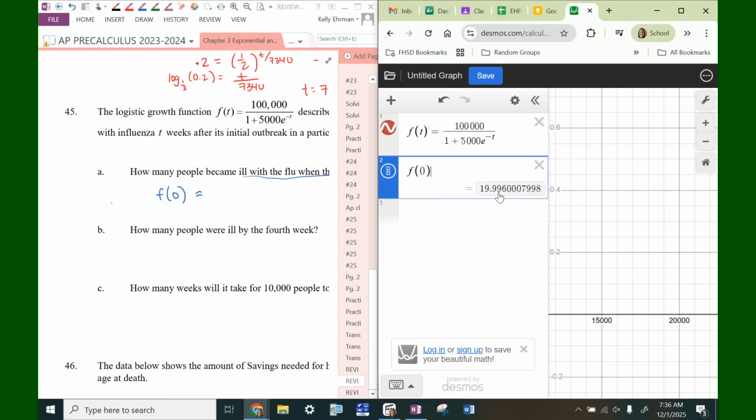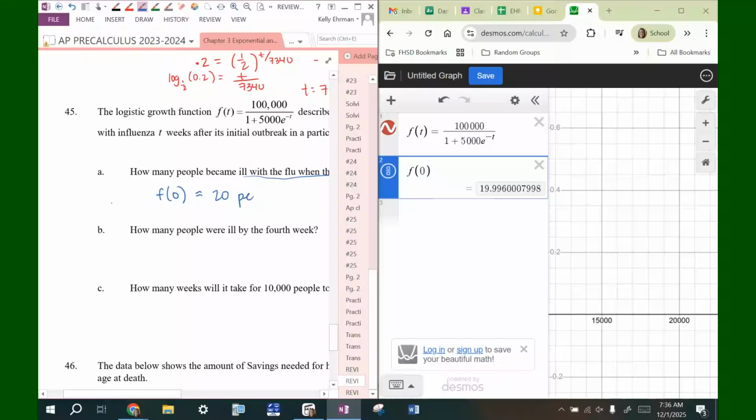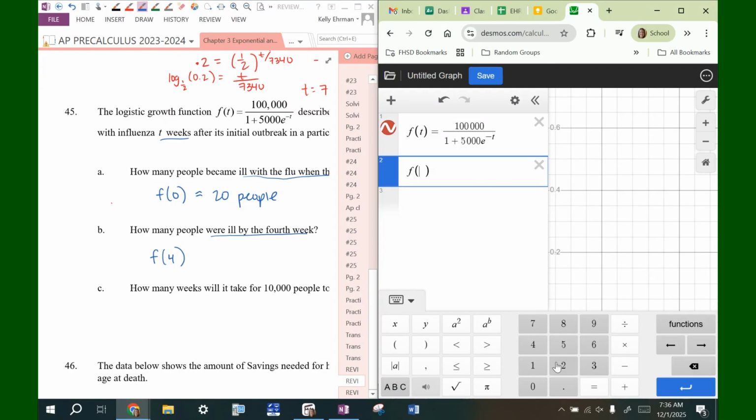To the nearest whole person, that would be 20. So there were originally 20 people that started with this little flu outbreak. How many people were ill by the 4th week? So t is measured in weeks, so that's just f of 4. So let's just trade this out. Put 4 in there. Well, that escalated quickly. 1,080 people.